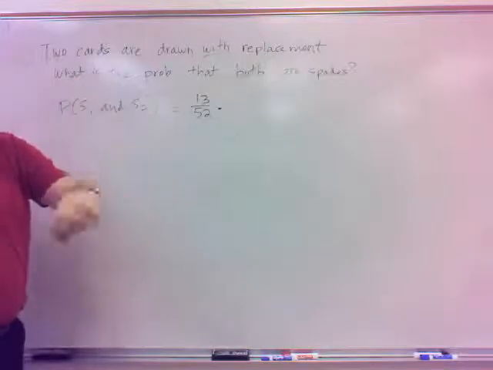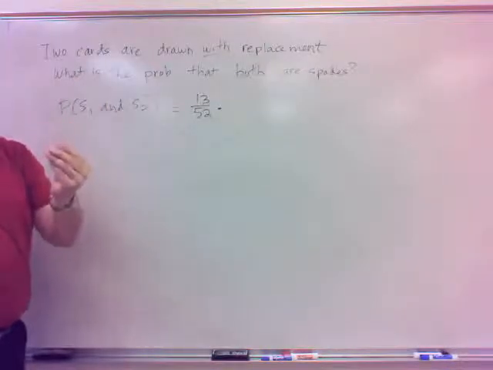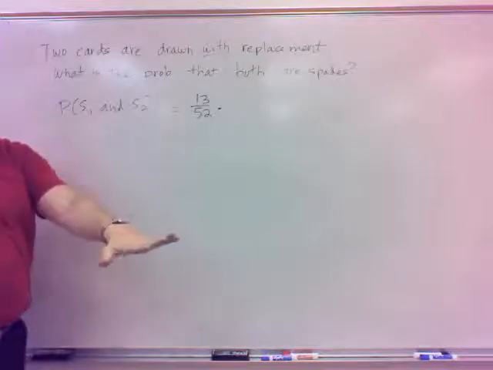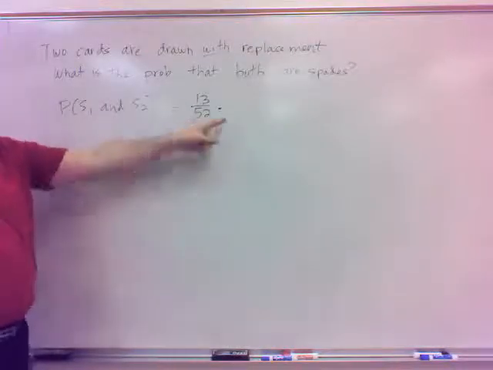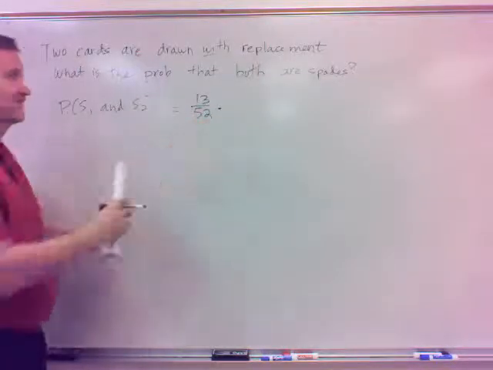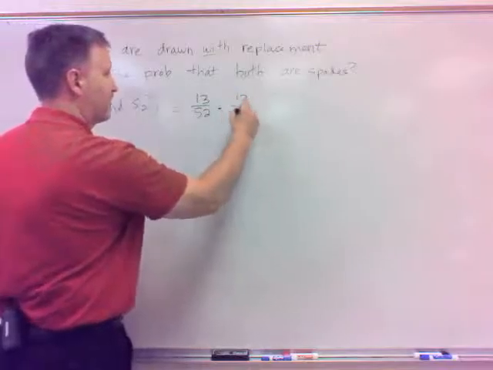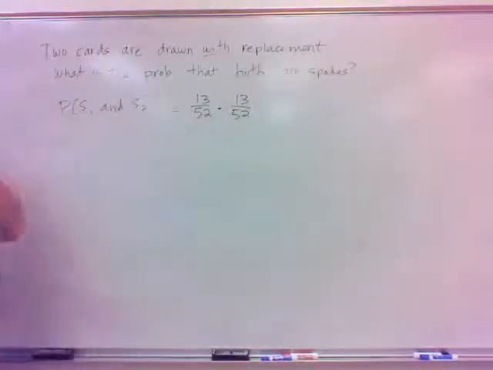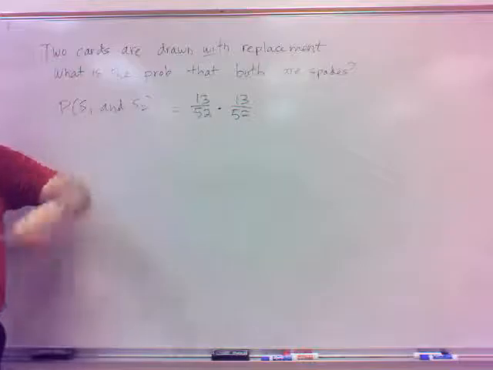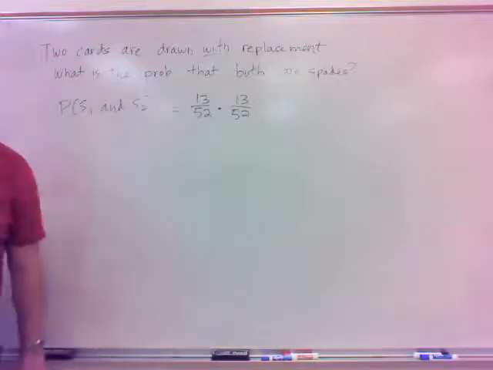Okay, so we drew a card and it was a spade. However, this one's with replacement. It goes right back in. So what is the probability that the second is a spade? 13 out of 52. See that? Why didn't it drop down here? Because it's with replacement. That was a big change, wasn't it? If this was without replacement, then these numbers go down. But with replacement, I drew the spade, but it went right back in.